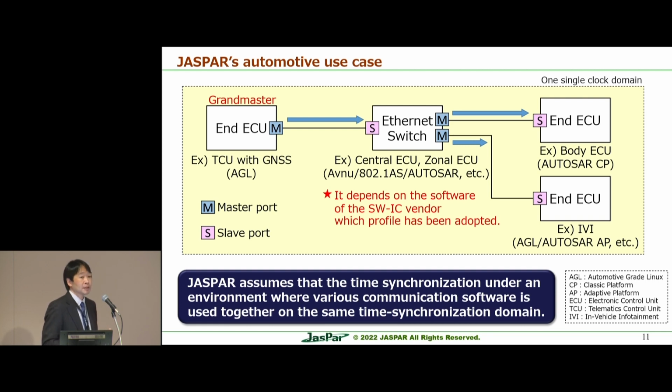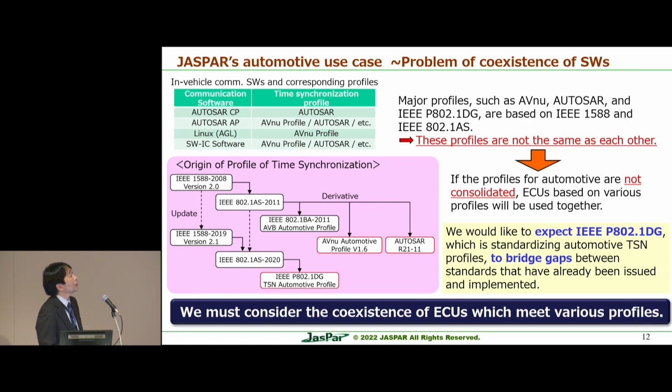We'd like to emphasize that JASPAR assumes the time synchronization under an environment where various communication software is used together, so not in the same time synchronization domain. So next, we'll explain the problem of the coexistence of the communication software.